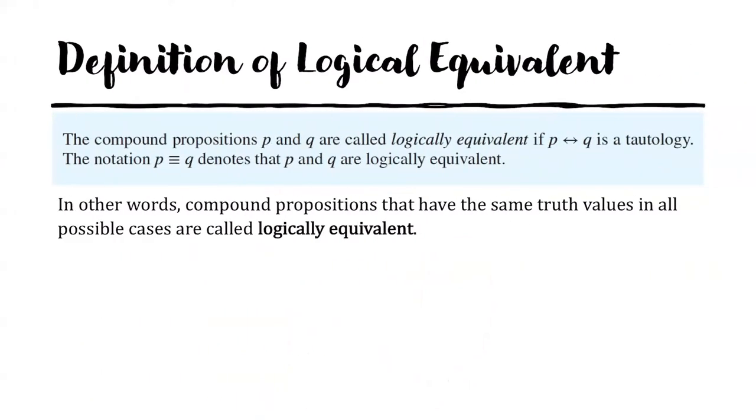So in other words, compound propositions that have the same truth value in all possible cases are logically equivalent. If you see two compound propositions whose truth values on the truth table are the same, then you know these two compound propositions are equivalent. Any questions?